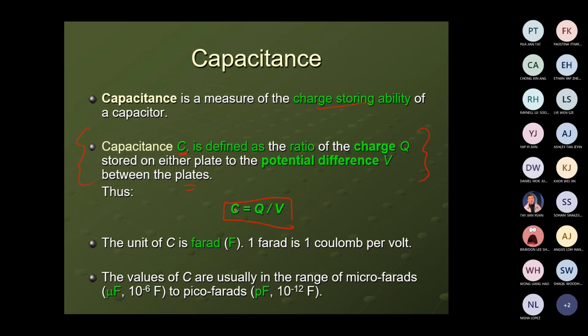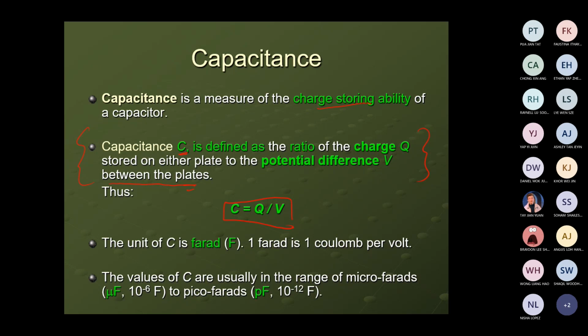Don't say capacitance is the ratio of charge stored per unit volt. You say capacitance is the ratio of charge stored in each plate to the potential difference between the plates. Don't forget to say between the plates. That is capacitance.